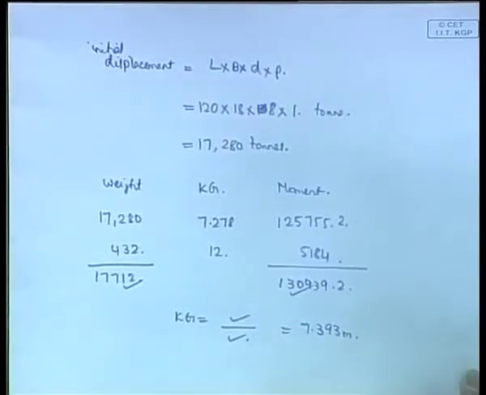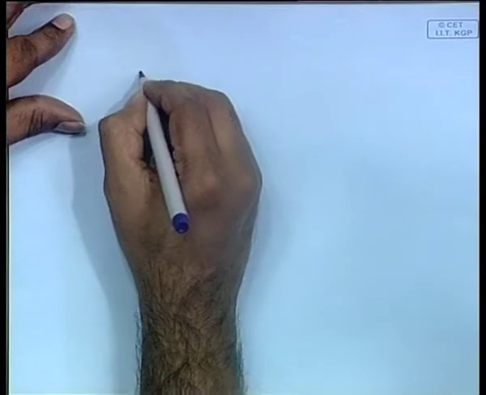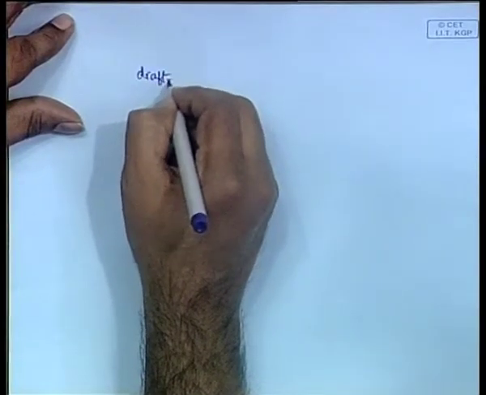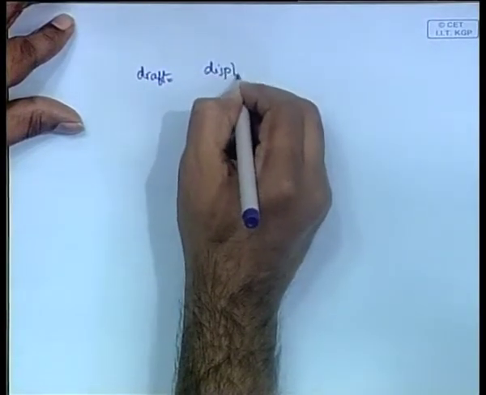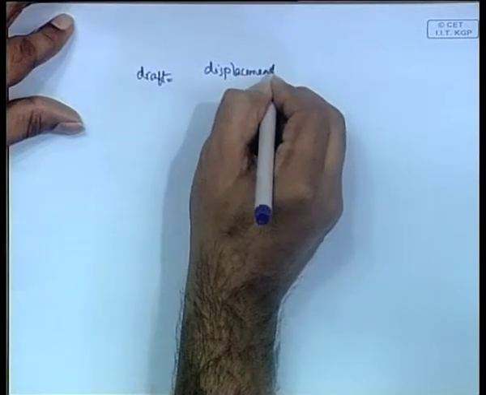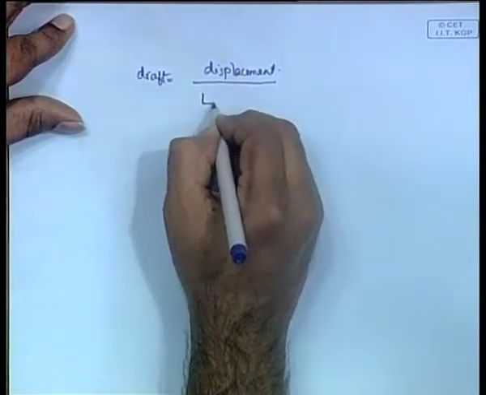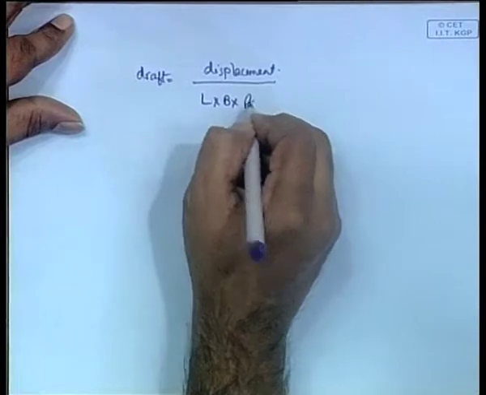Now, as I said before, once the weight is added to the ship, its draft will change. The ship will sink, the draft will change. So, you have to find the final draft. It is very easy. The final draft will be the final displacement divided by length into breadth into rho. Okay.